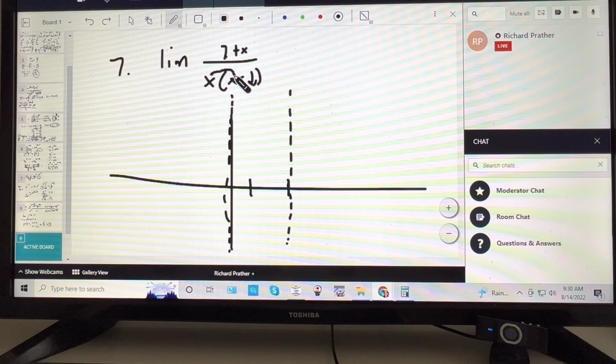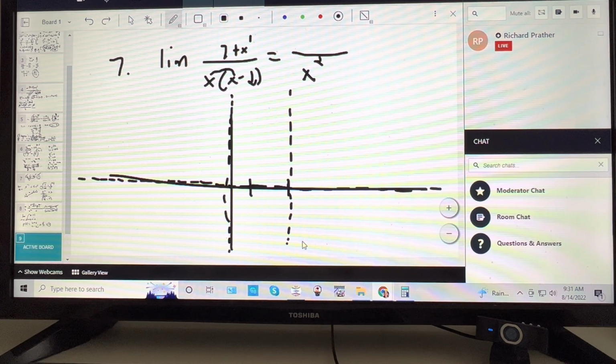The degree of the bottom would actually be x squared, so 2. The degree of the bottom's x squared, the degree of the top's 1, the bottom's bigger, so y equals 0 is the automatic horizontal asymptote. Okay, and then if I was going to plug in 0 because that's the easiest one, but that one's taken already. So if we plug in 1, the top would be 8, and the bottom would be -1. So 8 over -1 is -8, so we're down here at 1.